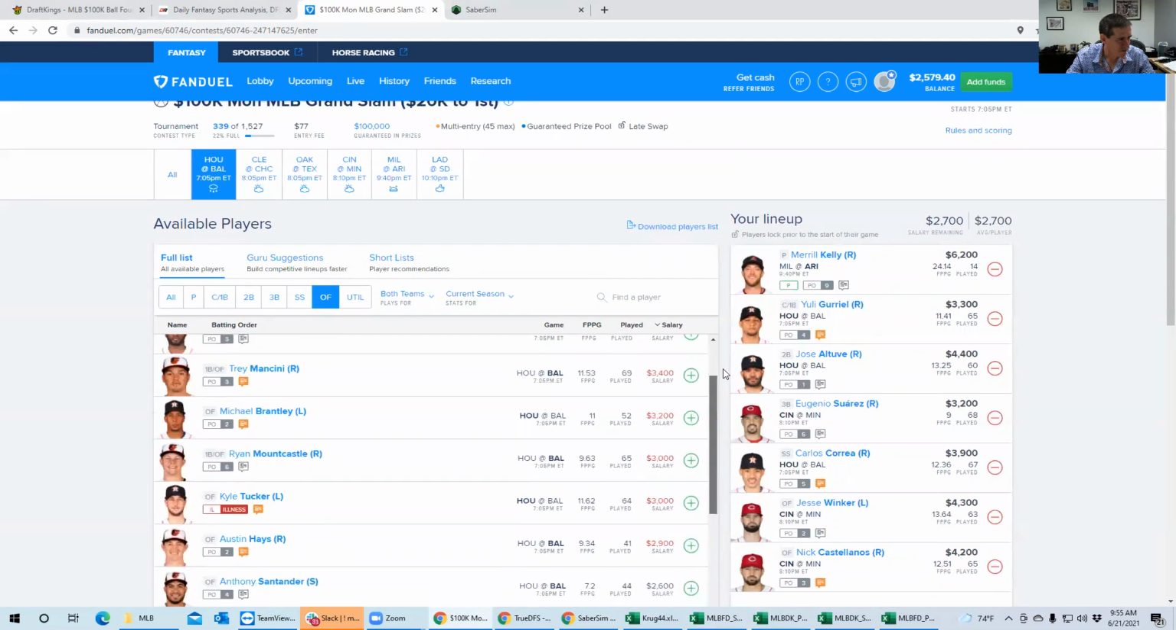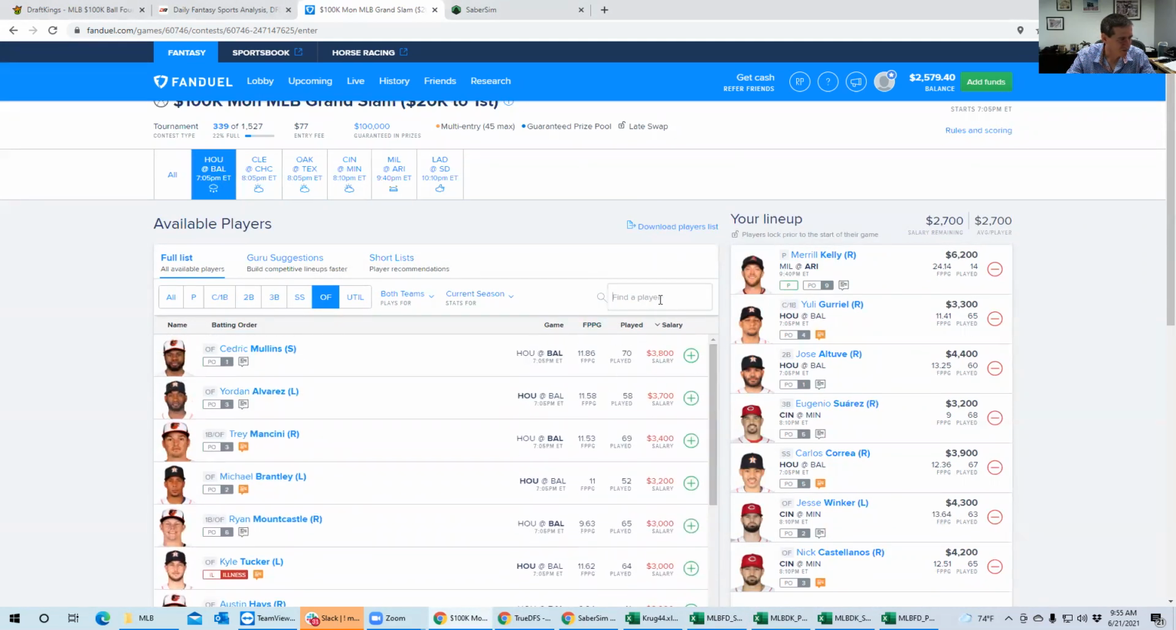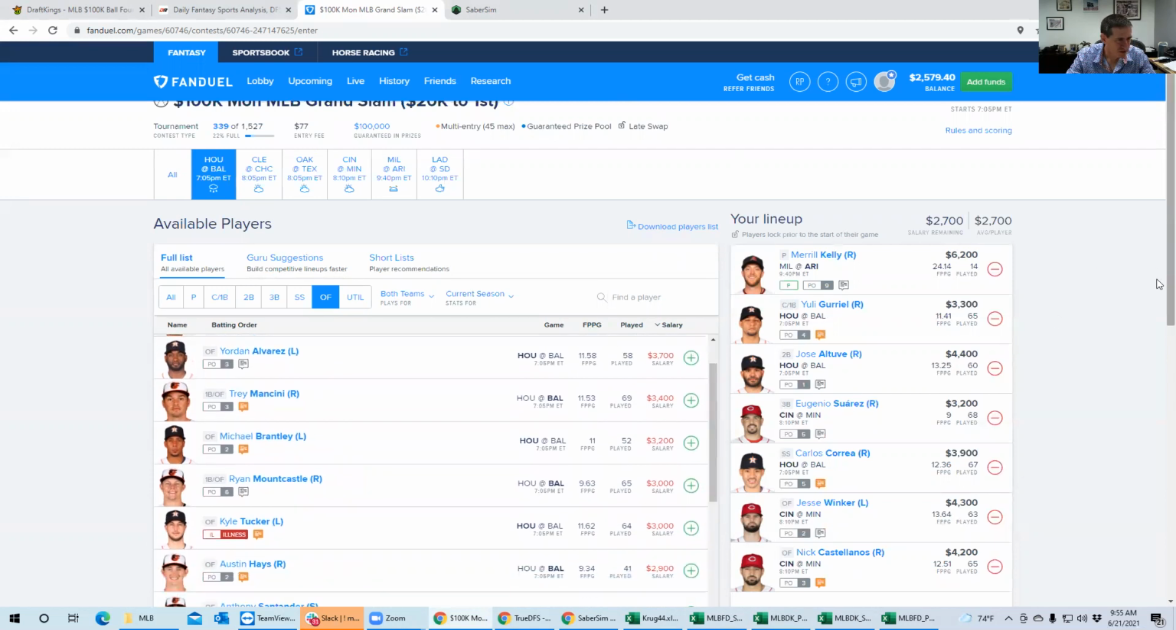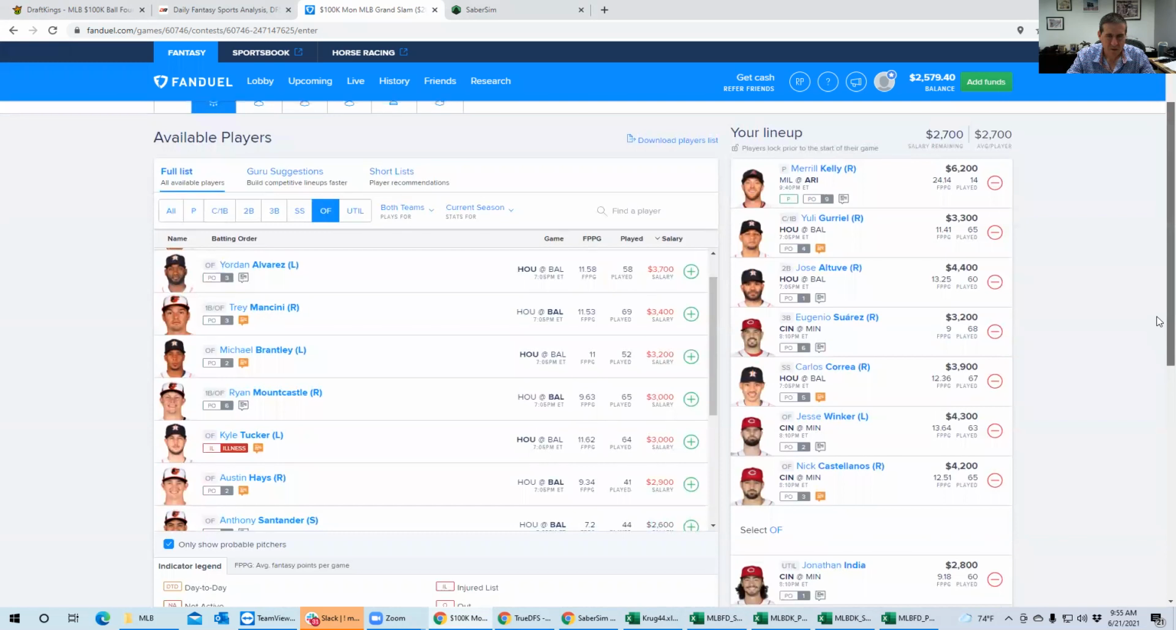That would be sweet if it was pure. Let's see. We don't have Alvarez in there. Yeah, so I didn't have Alvarez in. Okay, so we really can't afford it, right?